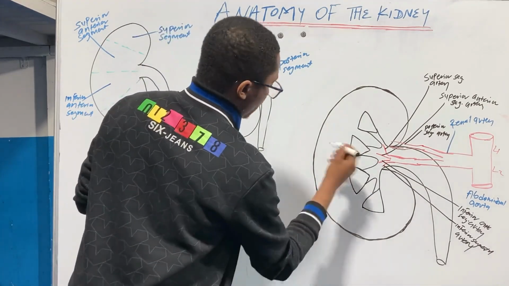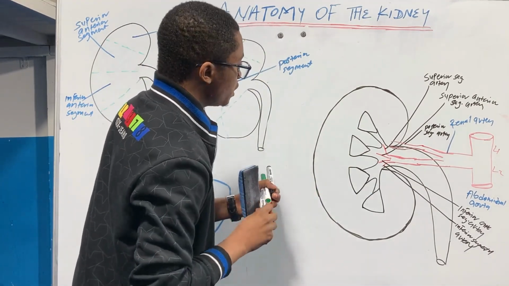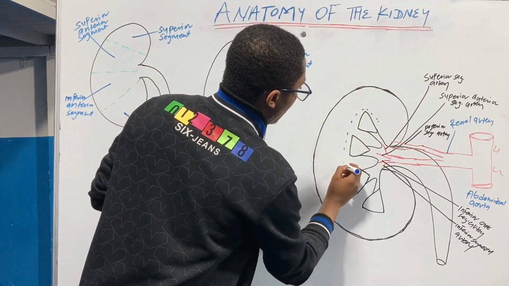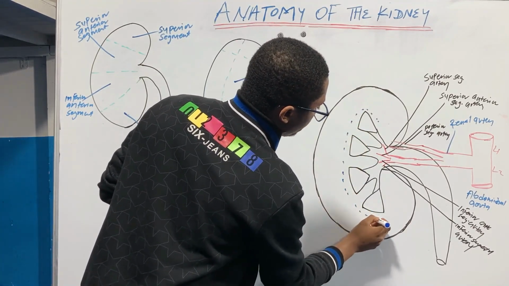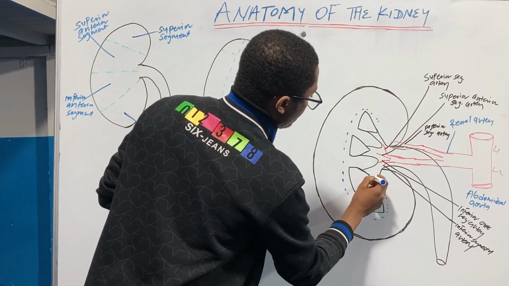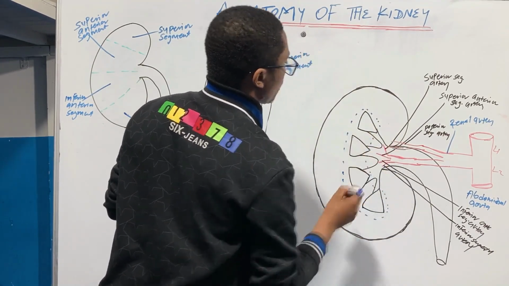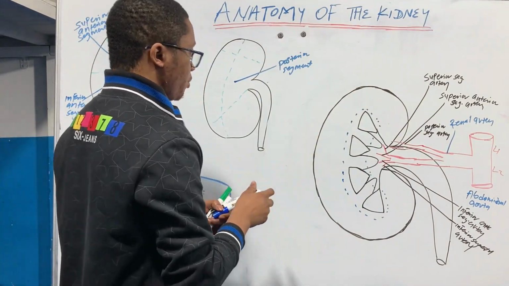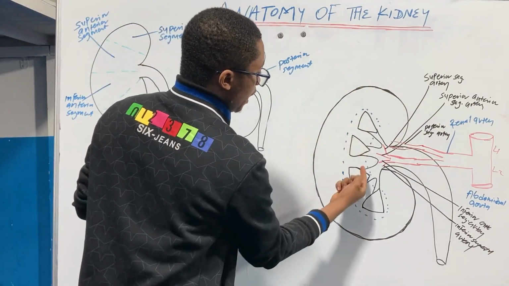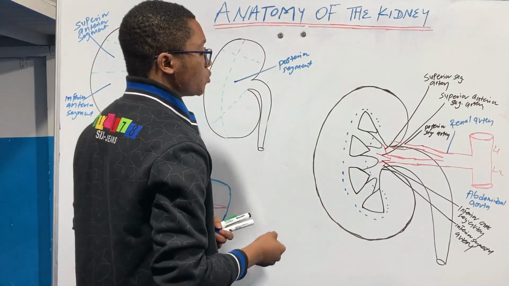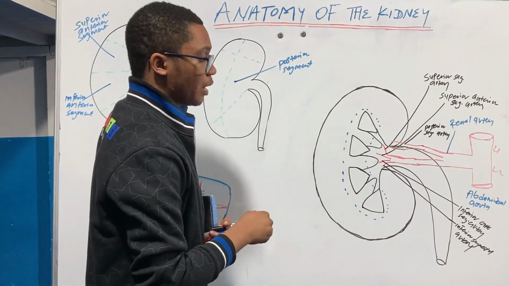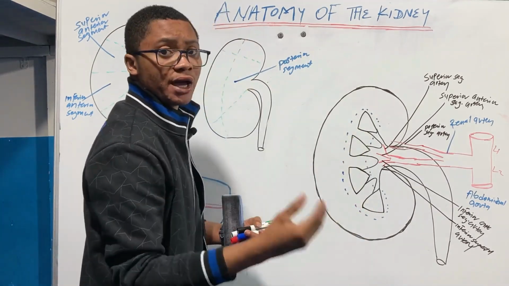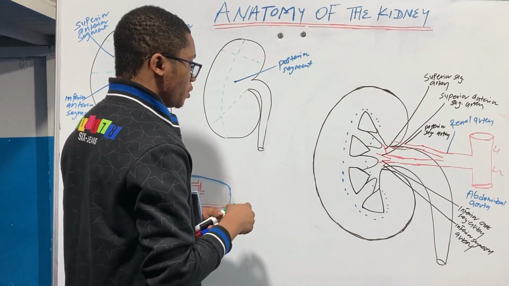So everything here is the renal medulla. The renal medulla consists of the renal pyramids. So these are the renal pyramids. In a kidney, there can be up to 8 or more pyramids. They are pyramidal in shape, that's why we call them the renal pyramids.